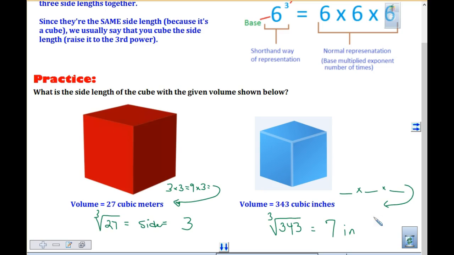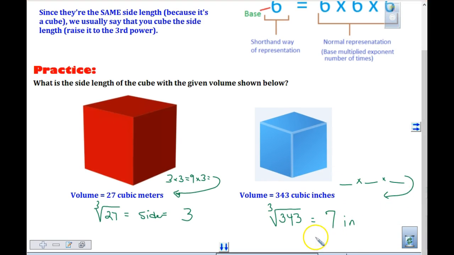Now, at this point, did you need to have that memorized or know that? No, not at all, okay? But if we look at this, this is trying to tell us that 7 to the 3rd power is equal to that 343. And this is what we're going to be working on.